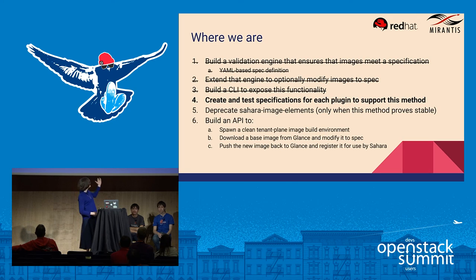This is where we are. We actually have the full abstraction built. This image generation CLI works today. You can build an image specification in this language, and it'll pack it for you. The methods to validate and to modify images on the server side are there. They haven't been implemented for each plugin yet. That takes a significant amount of testing. So this is really where we're at now.